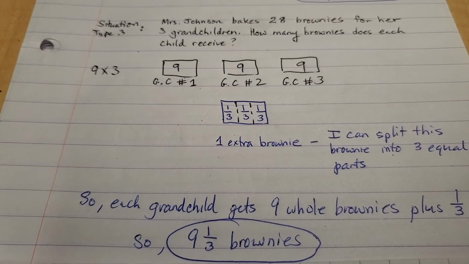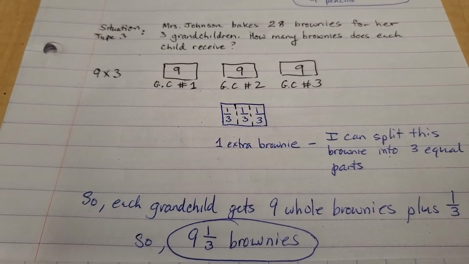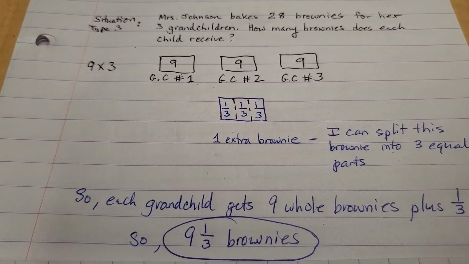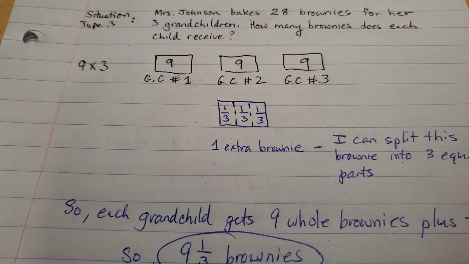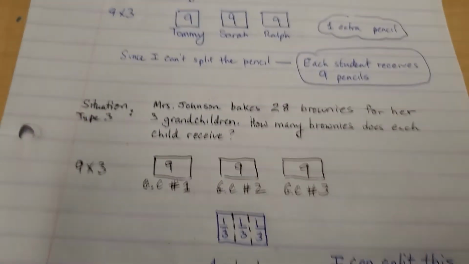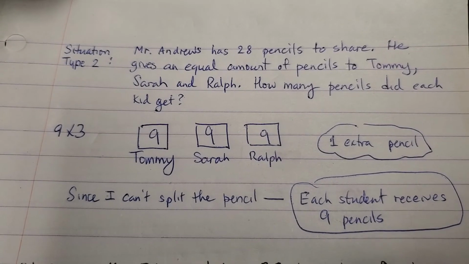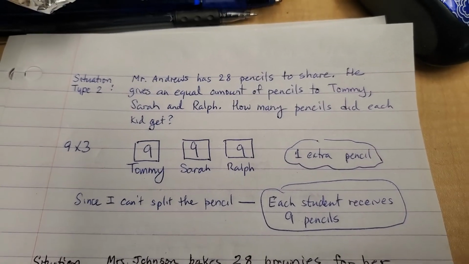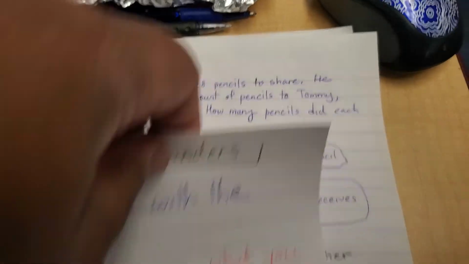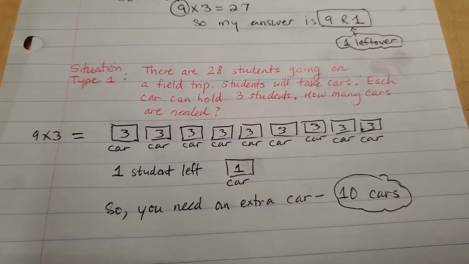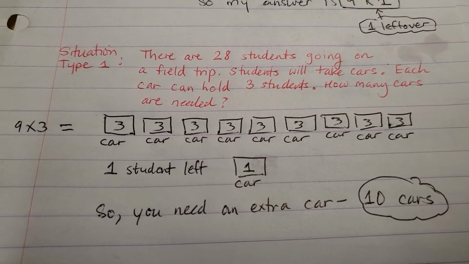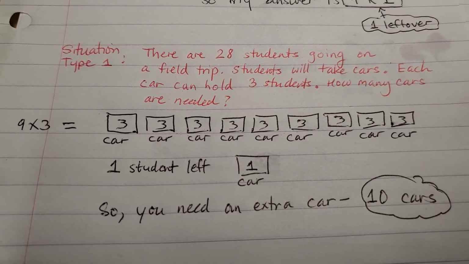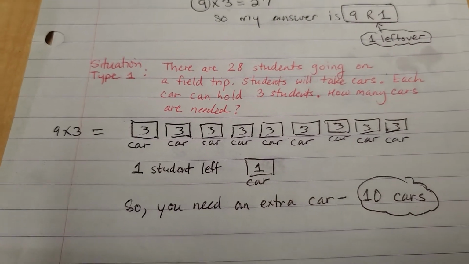So think about that. When you solve your division problems today and you're working with leftovers, think about the 3 situations. You have the division of the leftover into equal parts. You have a situation where you can't do anything with the leftover, so you just keep it or throw it out or put it somewhere else. Or the situation where you need an extra of something for the leftover. Often when you have people involved going on field trips or going somewhere, you need an extra van or car.